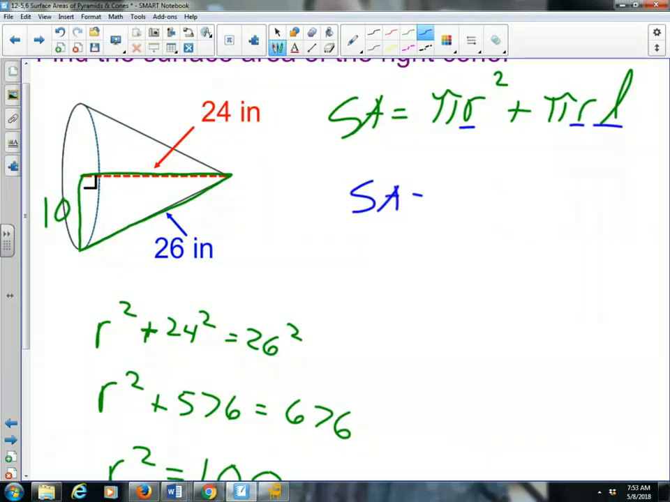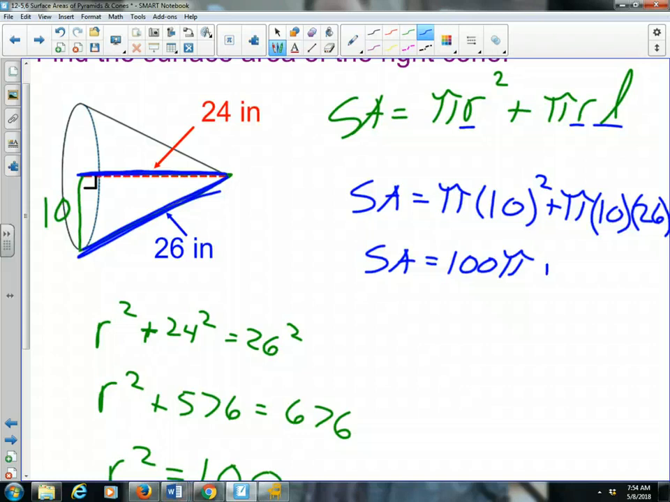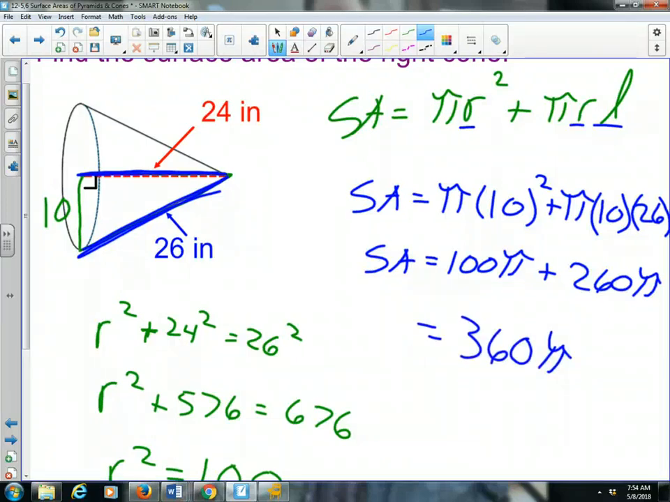So the surface area equals pi times 10 squared plus pi times 10 times the slant height. Remember, the height of the cone is 24. The slant height of the cone is 26. And L is the slant height, so it's times 26. So the surface area equals 100 pi plus 260 pi. Add 100 pi plus 260 pi to get 360 pi. And this would be our answer in exact units, or exact square inches.